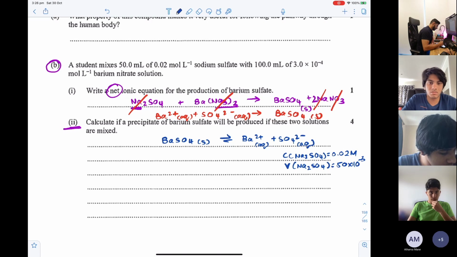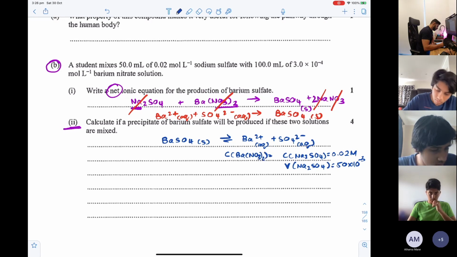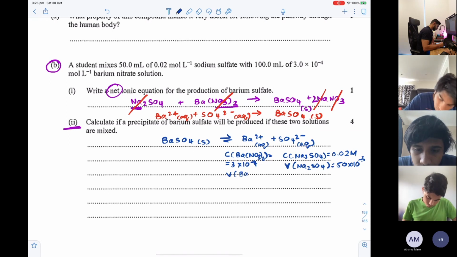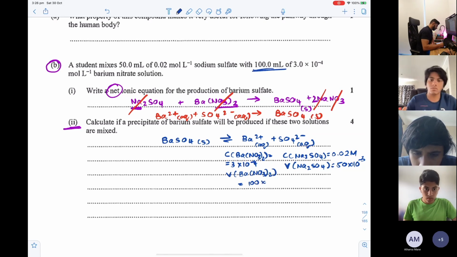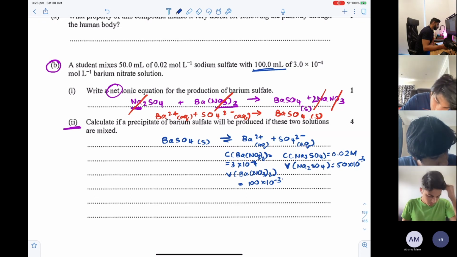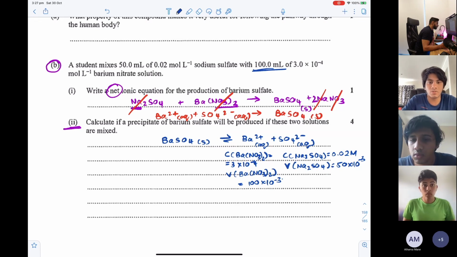50. Good. And what's our C of our barium nitrate? 3.0 times 10 to the power negative 4. Yeah. And what's our V? So 0.1 liters. Oh, 100? V of barium nitrate? Yeah, 0.1. Good. All right, so we've got C's and V's. Now, anyone tell me, what should I do now? Calculate the concentrations in the final mixture.